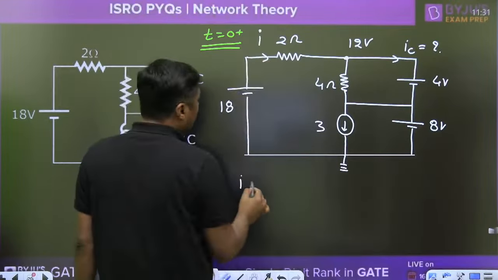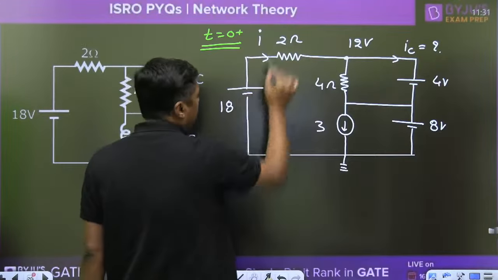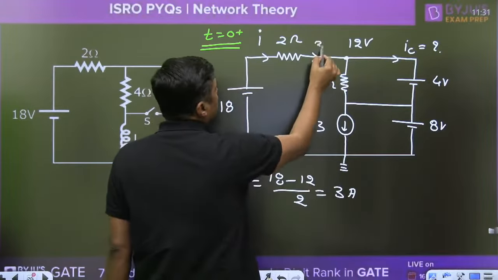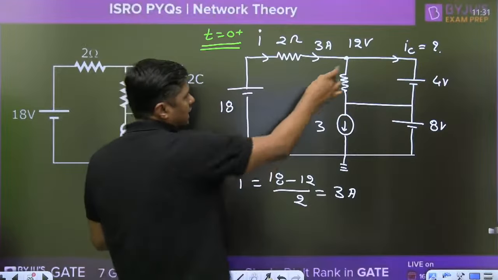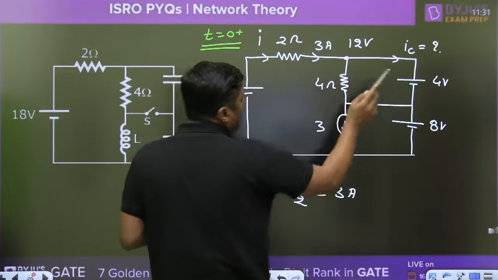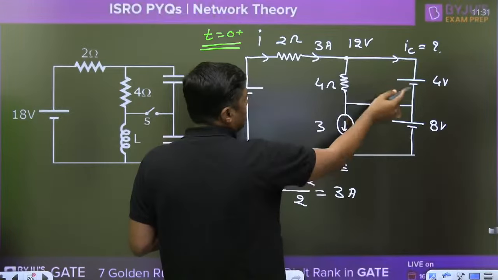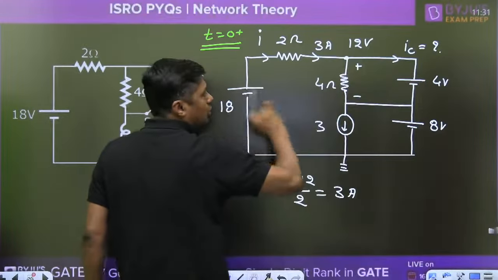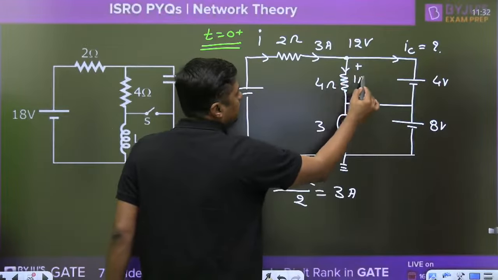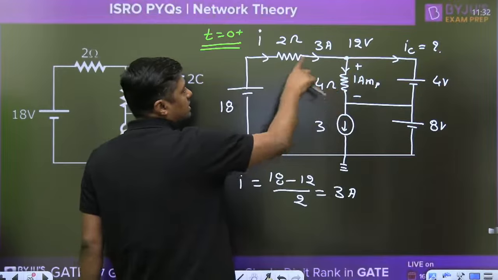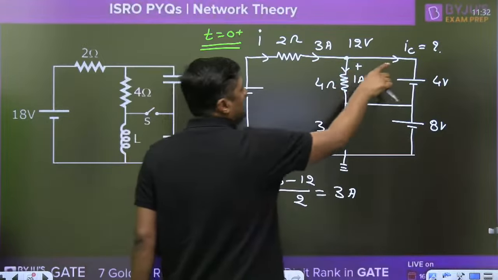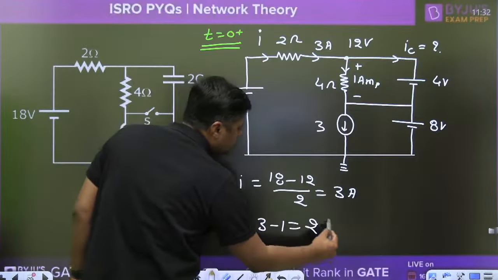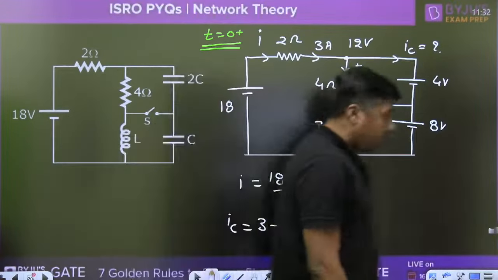Current I is given by 18 minus 12 by 2, that is nothing but 3 ampere. Now what is the current through the 4 ohm resistor? Because the voltage at this point is fixed at 4 volt, this is a parallel connection, 4 volt parallelly. So 4 divided by 4, what is the current here? 1 ampere. The current through the 4 ohm resistor is 1 ampere. This is the 3 ampere incoming, outgoing is 1 ampere. So what will be the current in this branch? 2 ampere, 3 minus 1. IC will become 3 minus 1, that is 2 ampere.